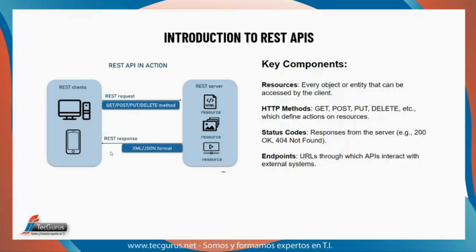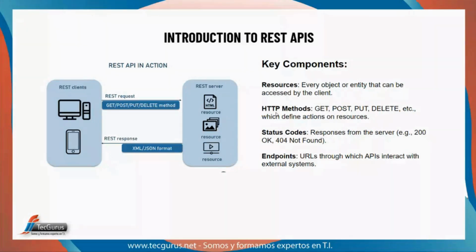So what are the terminologies? First of all, we need to have the URL. That is, from which resource you want to get something, or on which resource you want to do an action. So first of all, you have to pass the URL. After that, you have to pass the HTTP methods.